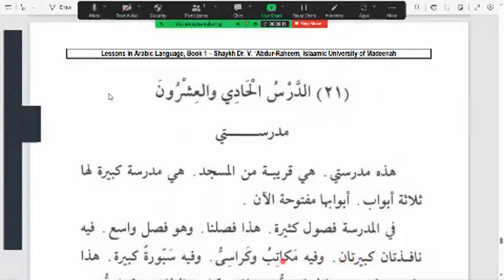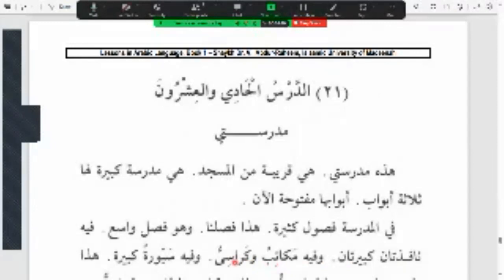وفيه مكتبة ومكاتب وكراسي. In it there are libraries, there are tables and chairs. Makatib, or maktab, a desk. So you can say desk, you say makatib. Or karasi. These are chairs, from kursi, karasi. We'll learn about why makatib, not makatibun, in the next lesson. So these are desks and these are chairs.